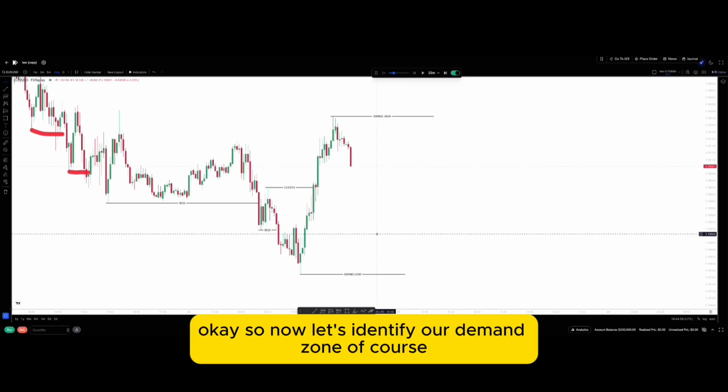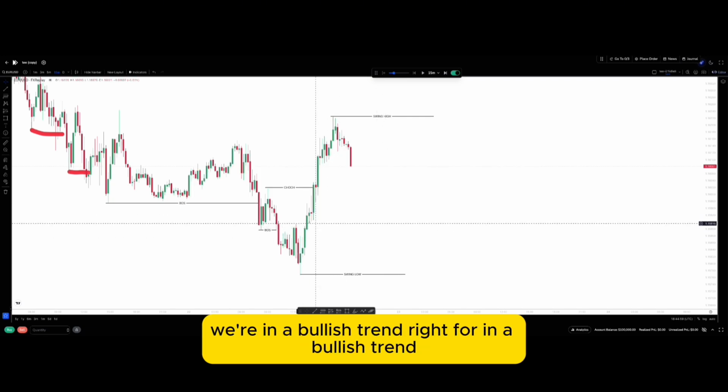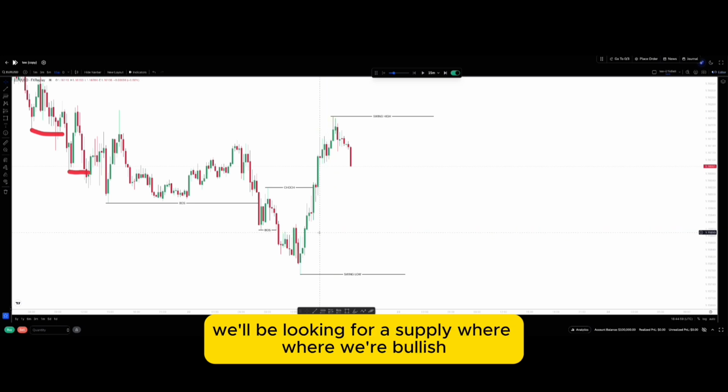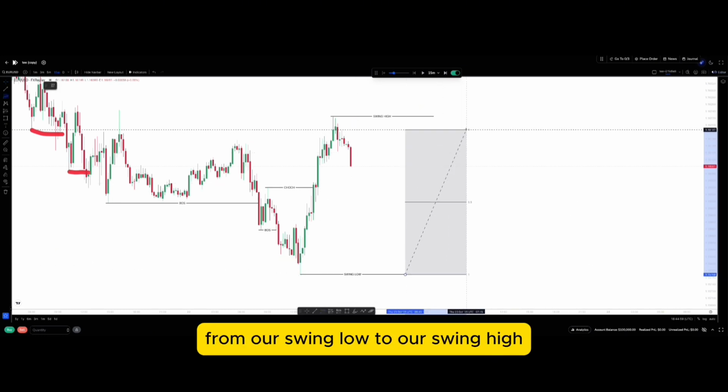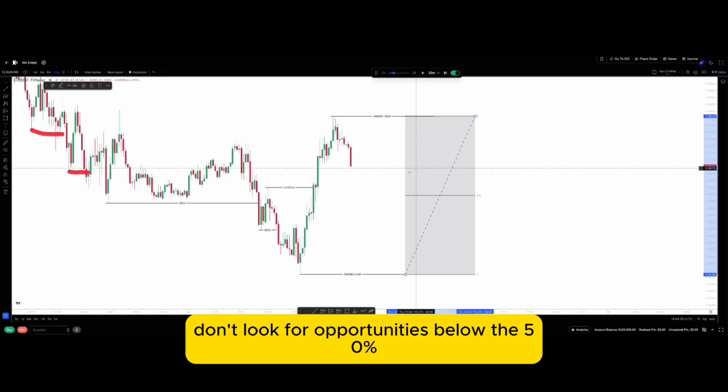Okay, so now let's identify our demand zone. Of course, we're in a bullish trend, right? In a bearish trend, we'll be looking for supply, while when we're bullish, we look for a demand zone, right? So let's look for potential buy opportunities. Firstly, we'll plot our Fibonacci from our swing low to our swing high. Then we'll look for opportunities below the 50%.